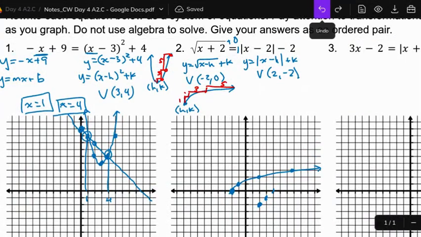That lost its pathway there. There we go. So up 1, left 1, up 1, left 1, up 1, left 1. So the absolute value function looks like a V. You can see that because absolute value has the V. So this is going to be 2 points of intersection. One is at negative 1, so x is negative 1, and then x is positive 7.